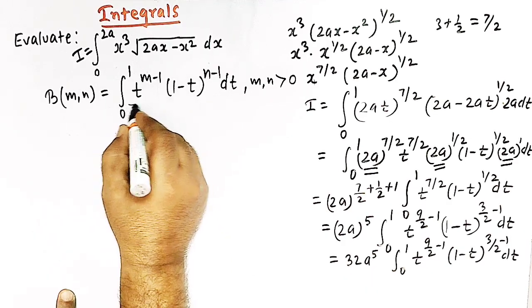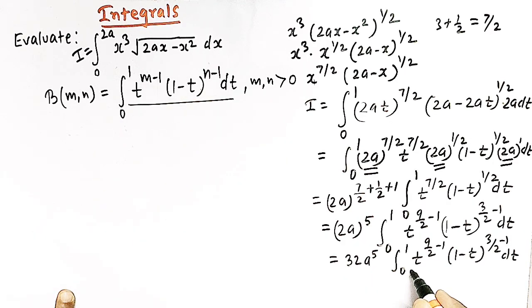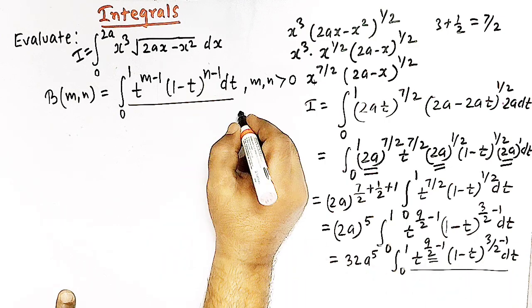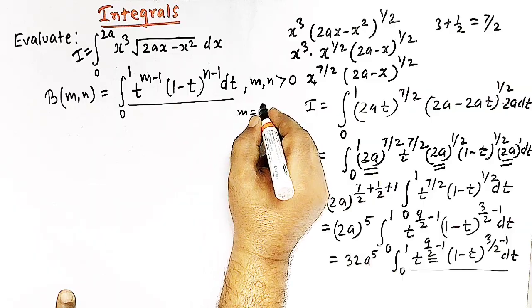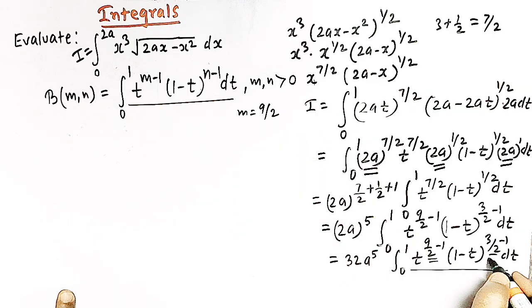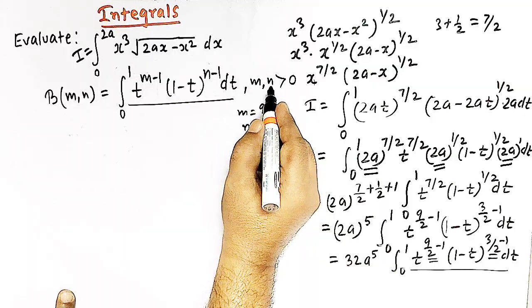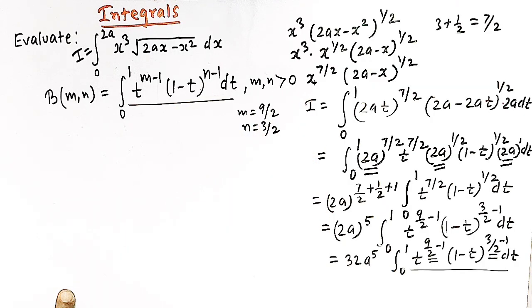So now if we compare this integral with this one, then here we have 0 to 1, and t raised to 9 by 2 minus 1, 1 minus t raised to 3 by 2 minus 1. So the value of m is equal to 9 over 2, and the value of n is 3 over 2, and both m and n are greater than 0.